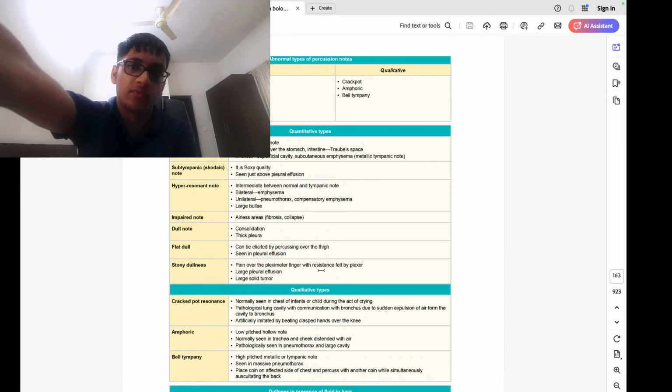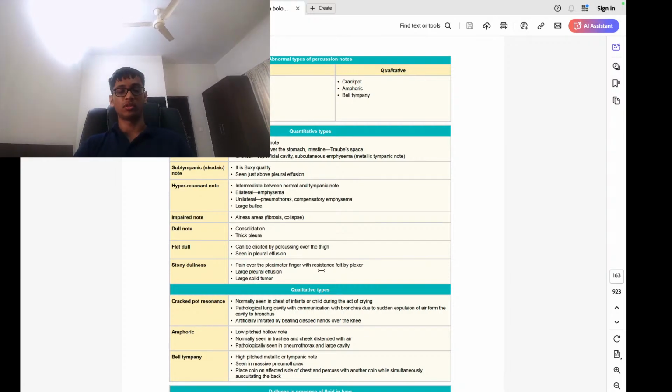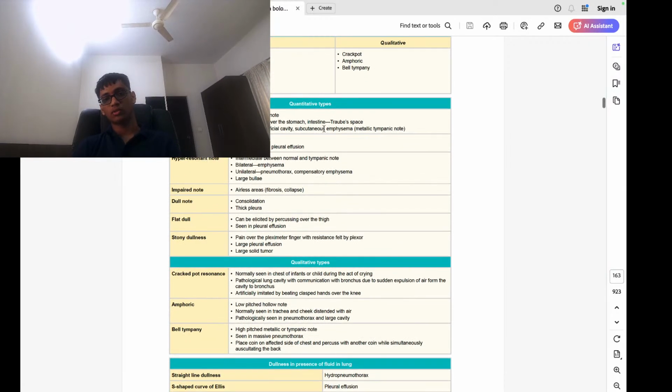Abnormal types of percussion notes. You have qualitative and you have quantitative. Qualitative: you have tympanic note, subtympanic note, hyperresonant note, impaired note, dull or woody dull note, stony dull note. Then you have cracked pot, amphoric, and bell tympany. Quantitative types: tympanic note is a drum-like note, normally seen over the stomach, intestine, and Traube's space. In the chest, it is seen in superficial chest cavity, subcutaneous emphysema, metallic tympanic note.